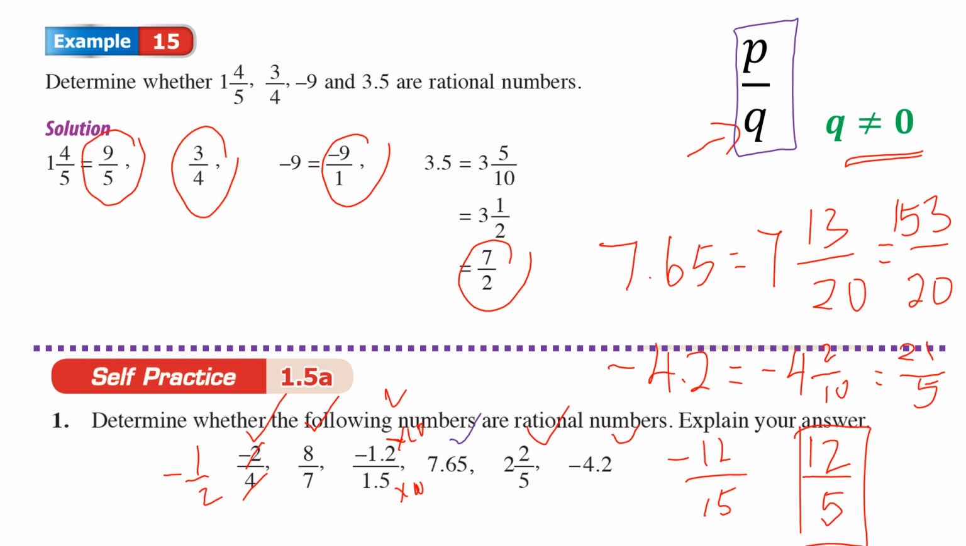So you could actually see that a rational number must appear in the form of P over Q. If you cannot change it into the form of P over Q, it is not a rational number. Alright, it is not a rational number.